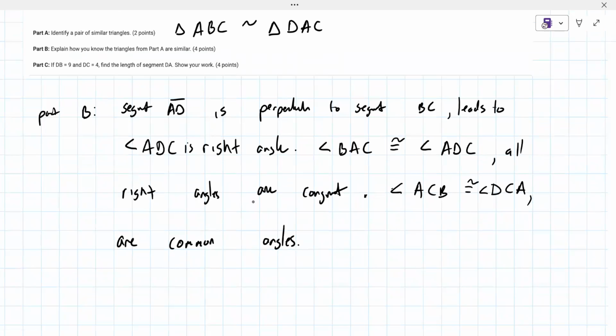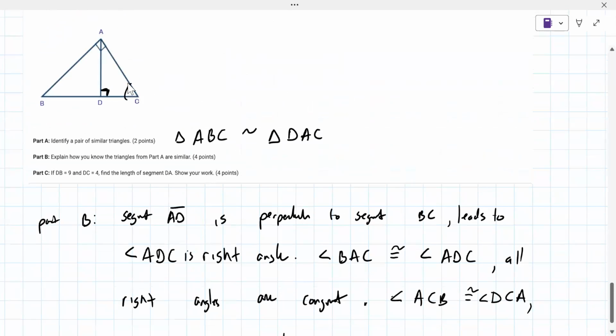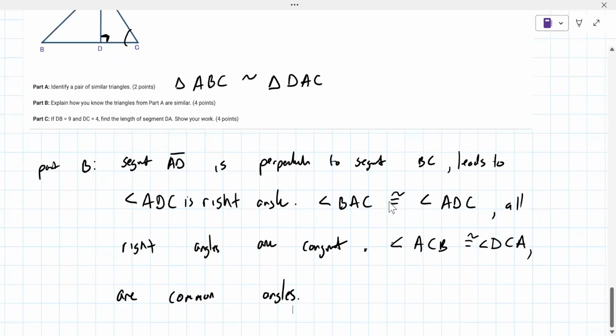Wait, wouldn't it be common, is it the triangles because it's just, oh wait, never mind. I was thinking of part A, never mind. So yeah, the angle, you have to say that the angle is the same in both. That's common. It is congruent because they're common angles.